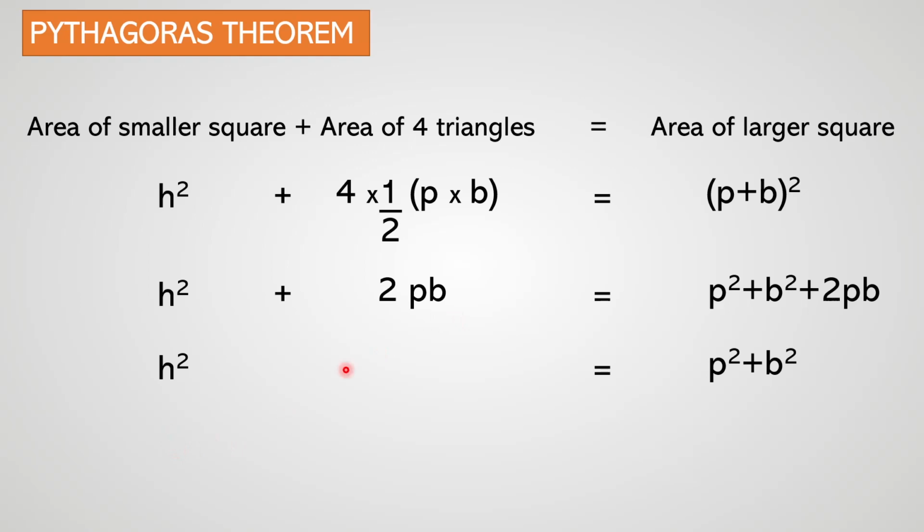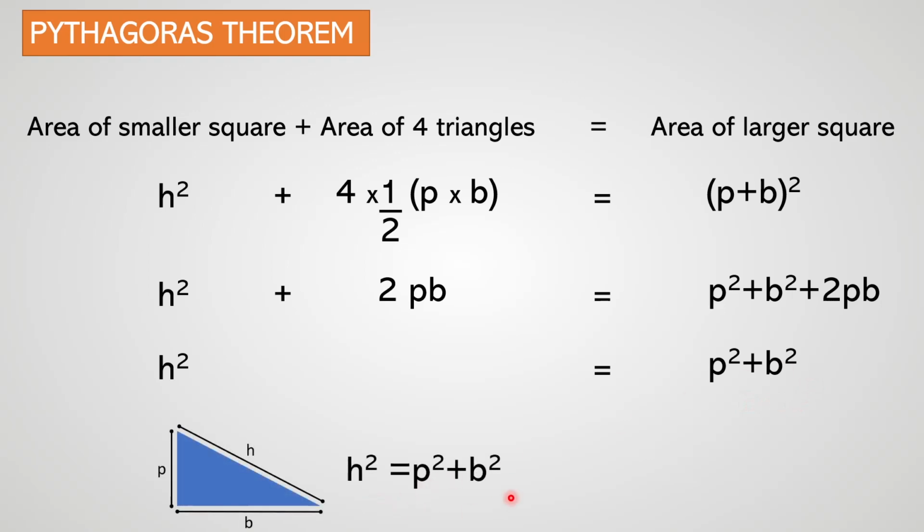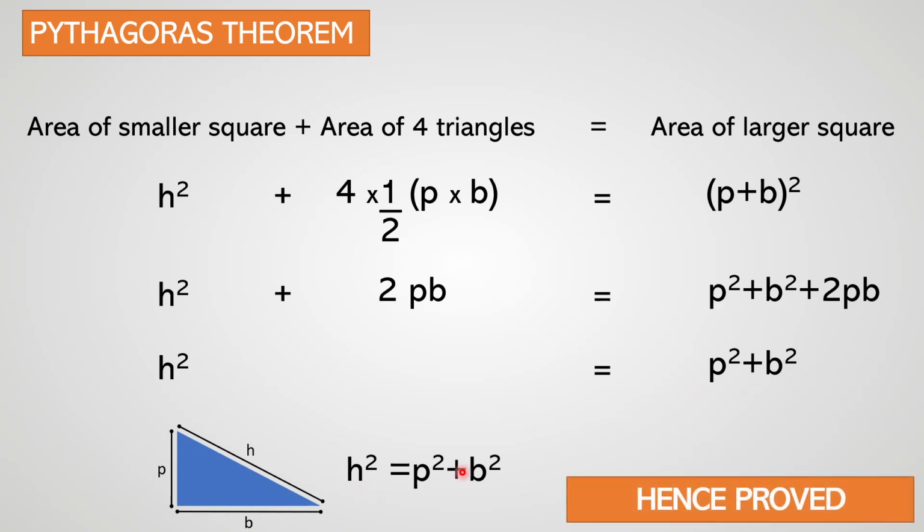So the hypotenuse square is equal to the perpendicular square plus the base square. Hence, we have proved the theorem. And this was what we had to prove, right, in the starting. So, hence proved. Okay, I hope you understand this way, because this is a very practical way of understanding the theorem.